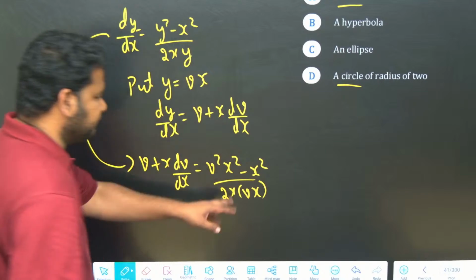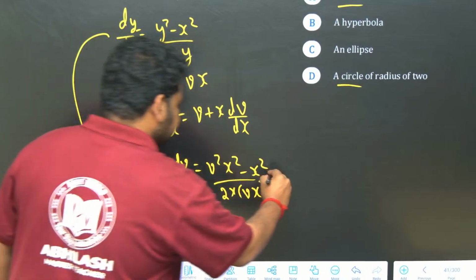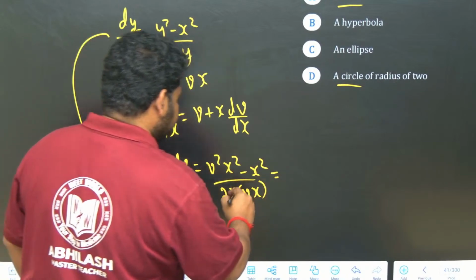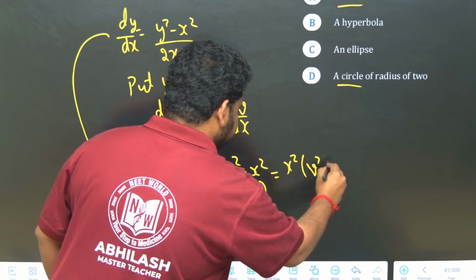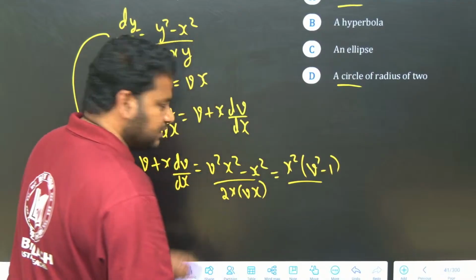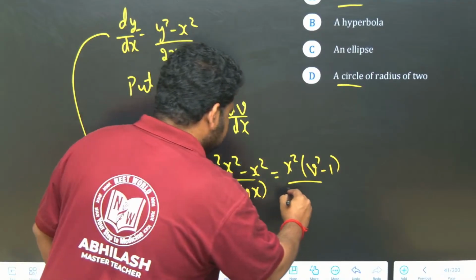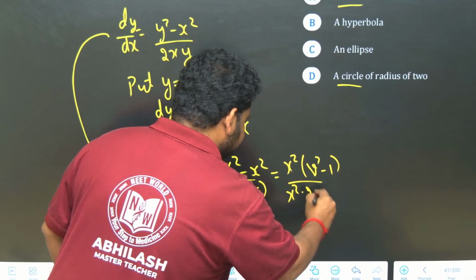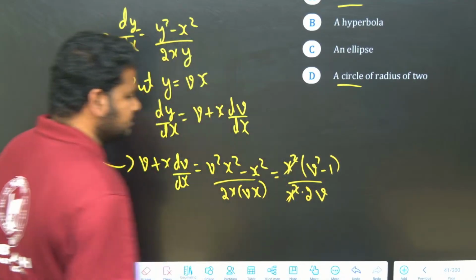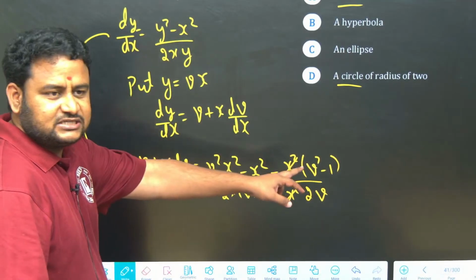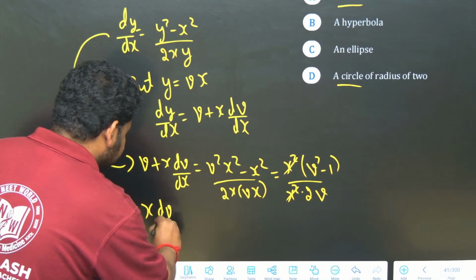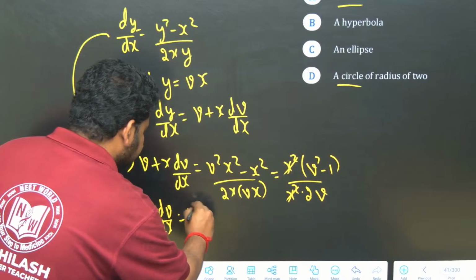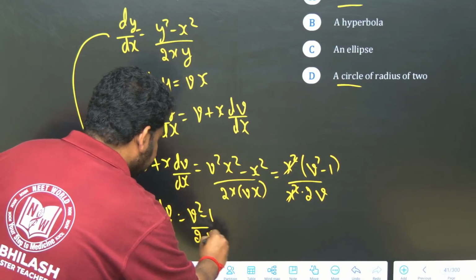Y is what, friends? Vx. So I can write this as, if I take x square common, x square into v square minus 1, divided by 2x into vx, which is x square into 2v. So x square cancels. Now this v I will send to that side, so this will become x into dv by dx is equal to v square minus 1 by 2v minus v.